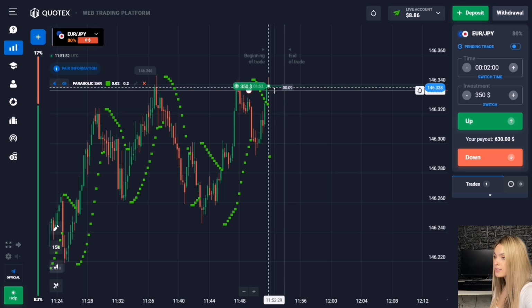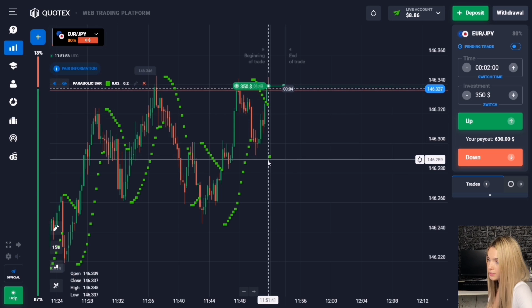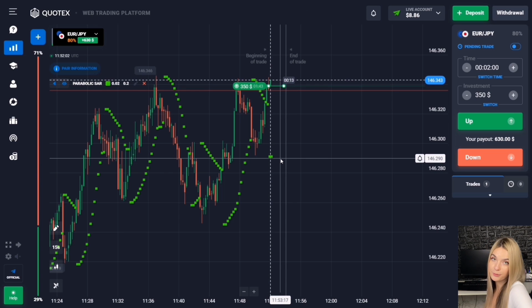Since the price is moving quite confidently, I think that 2 minutes will be quite enough here, and the indicator also confirms our entry point. Dots begin to appear at the bottom of the graph, so friends, let's wait for the end of our deal.